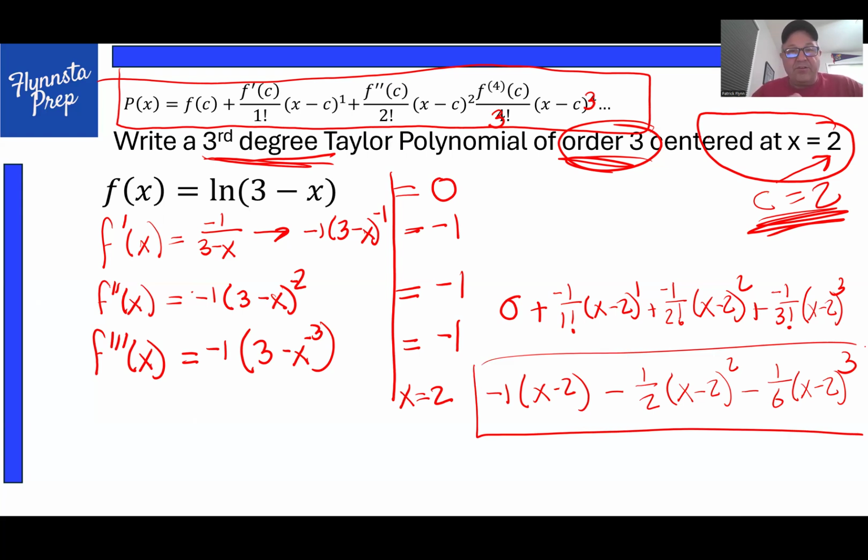That's our third degree Taylor polynomial. Order 3, centered at 2.